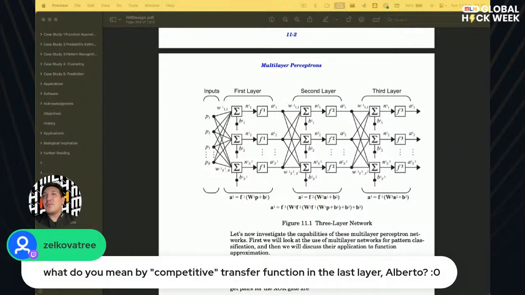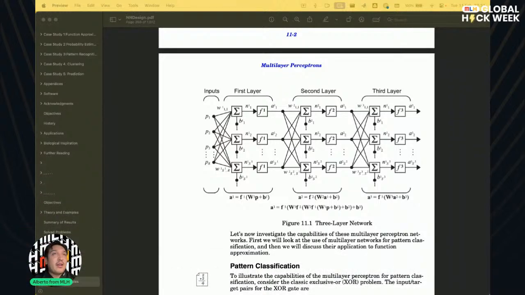What do you mean by competitive transfer function in the last layer, Alberto? For example, here the network will probably have at the very end just one neuron with the linear output, meaning that the result will be, for example in a prediction case, if we try to replicate a signal, the values for the signal. Remember in Hamming, we had many neurons giving us, for example, an array of four elements, but we had to choose which of these was the class depending on which were not zero.